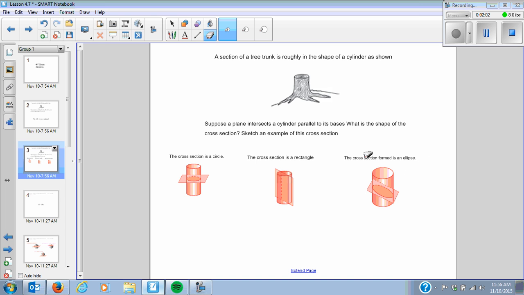The cross section that would be formed is an ellipse. This would not be a circle because, in order for it to be a circle, it would have to look like this. It's kind of going to be a little longer up and down this way than it will be wide. Remember, a circle is going to be equal distance from the center at all places. This one, the distance here is going to be longer than it is wide.